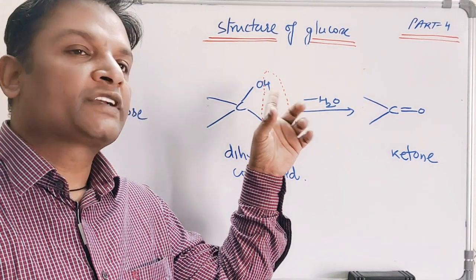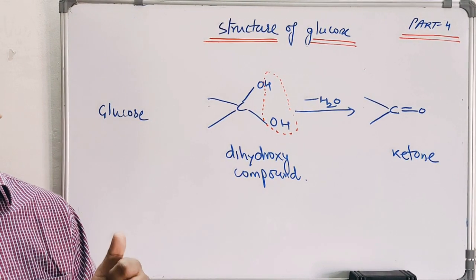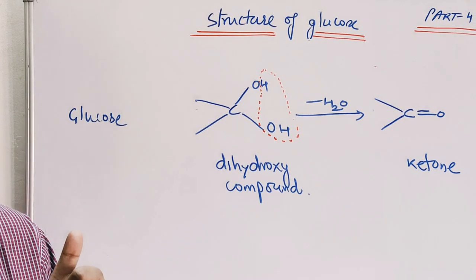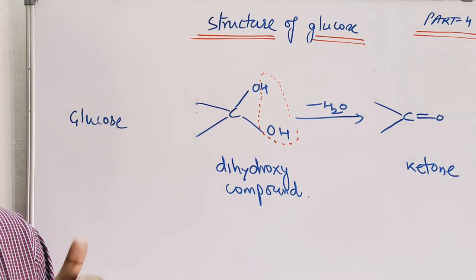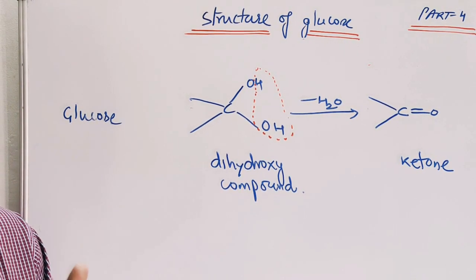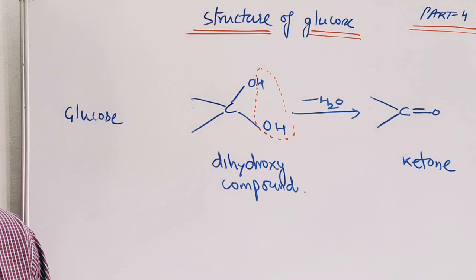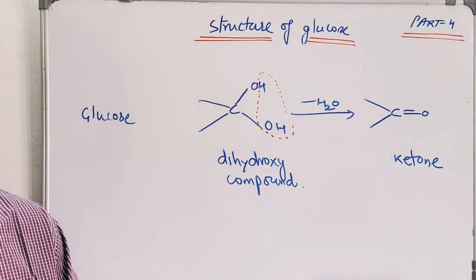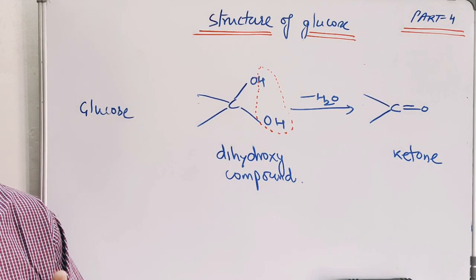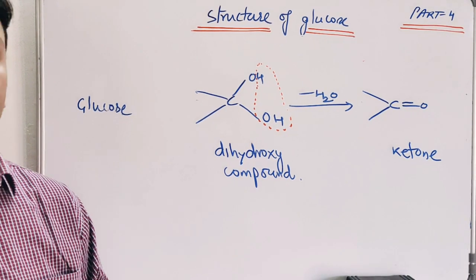But dihydroxy compounds which contain two OH on the same carbon atom are found to be slightly unstable. They have a tendency to lose water easily. But glucose was found to be stable in nature. It means that glucose must not be containing any two OH groups on the same carbon atom. I repeat again, glucose must not be containing two hydroxy groups on the same carbon atom, but because glucose is found to be quite a stable compound, it means that glucose must be containing 5 OH on 5 different carbon atoms. Only then can we explain the stability of glucose.